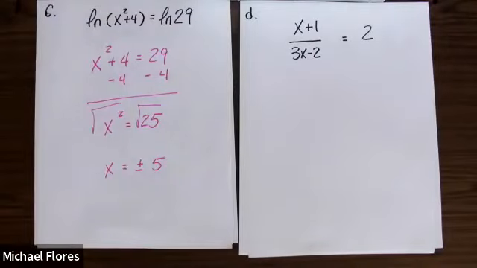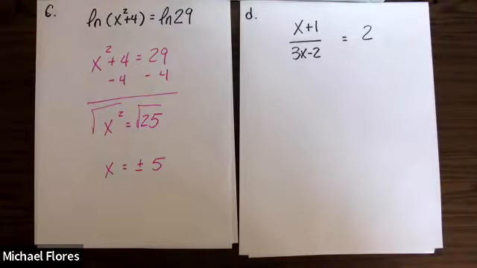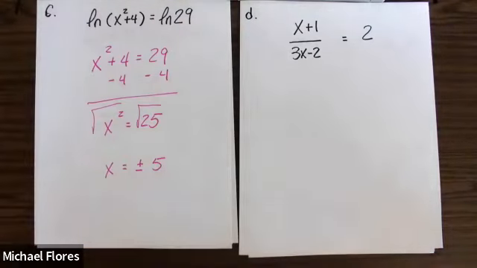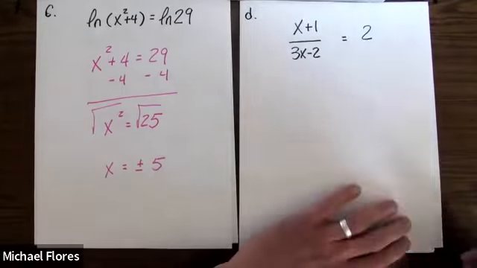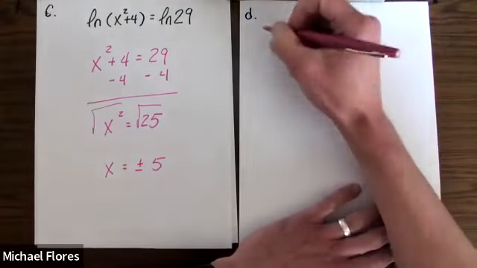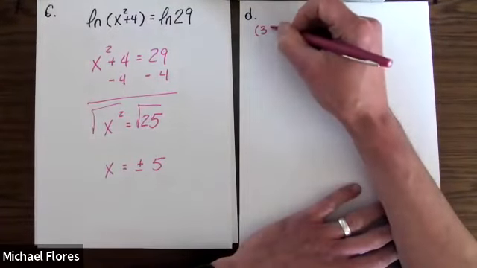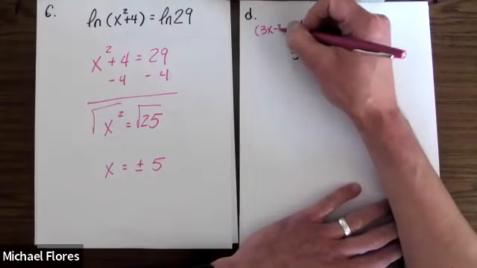Example D. Since we are dealing with the exact same base, I just went ahead and dropped them. Don't need them. We're just solving this function here. Now, what you want to do if you're in a scenario such as this is multiply both sides by the denominator. We're going to multiply both sides by 3x minus 2.